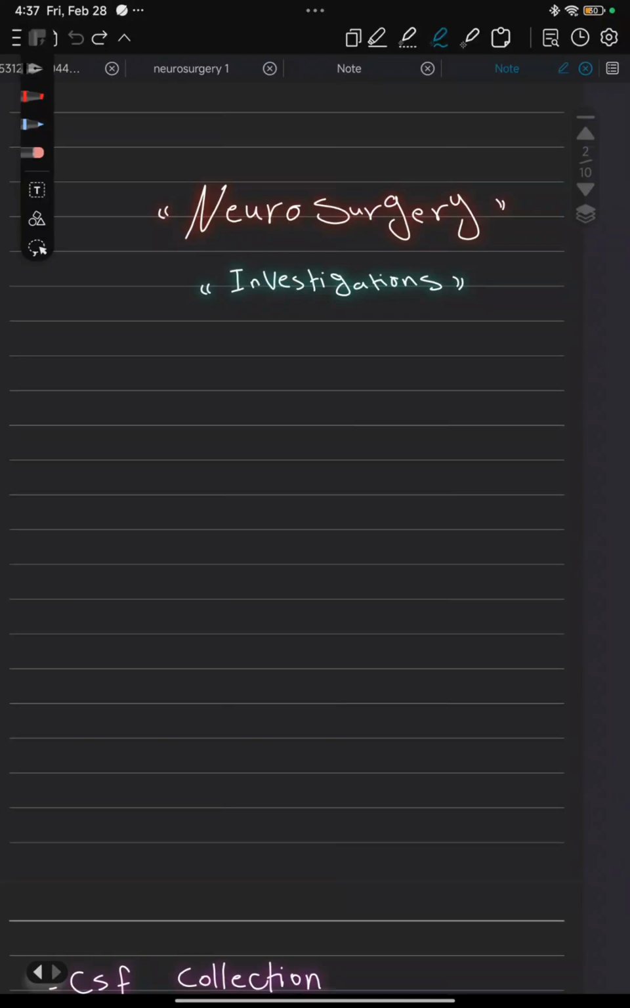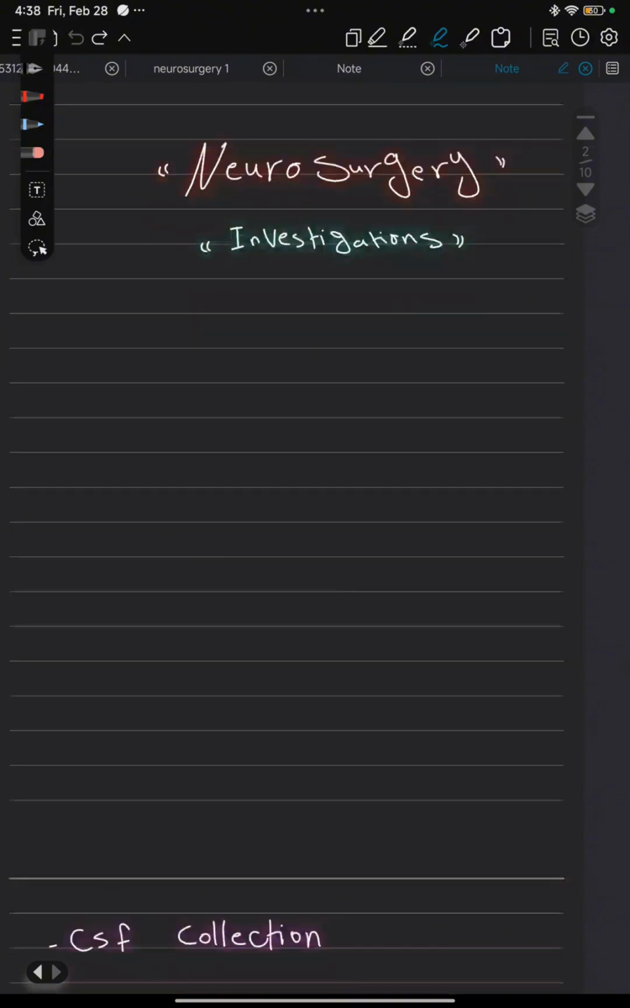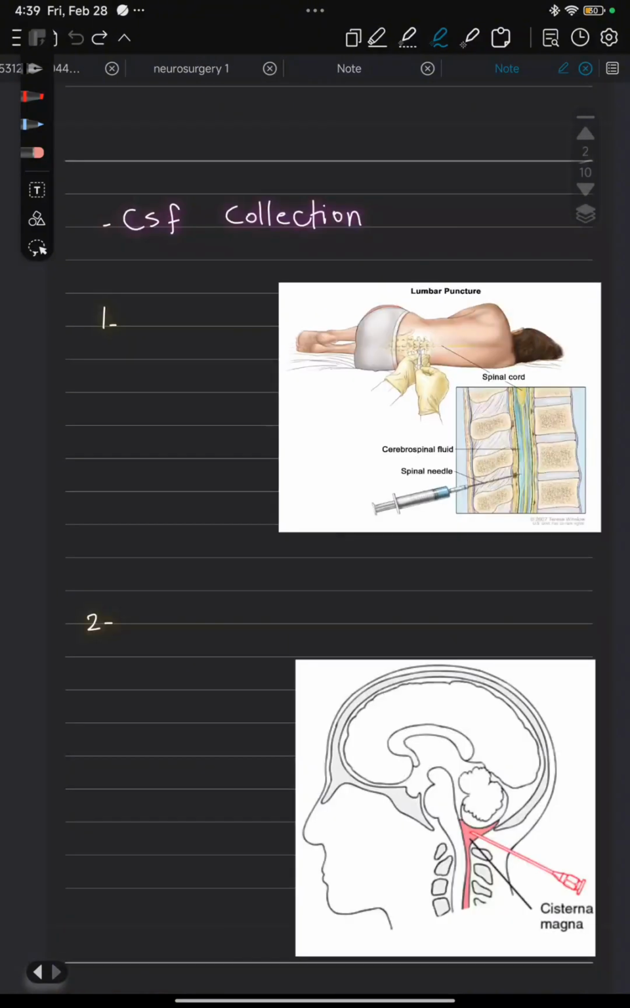Have you ever wondered how doctors diagnose brain and spinal conditions? From detecting tumors to measuring brain activity, neurosurgical investigations play a critical role in modern medicine. In this video, we will break down different types of tests, including cerebrospinal fluid analysis, CT scans, MRI, EEG, and more. Let's get started. Let's start with cerebrospinal fluid examination.